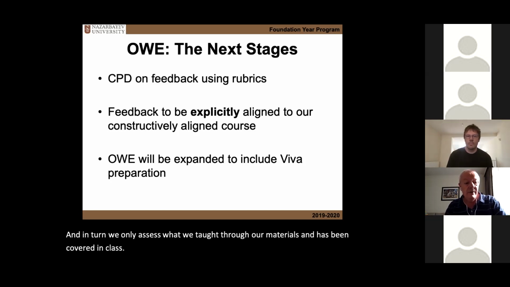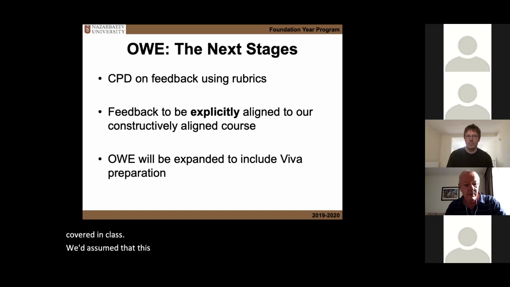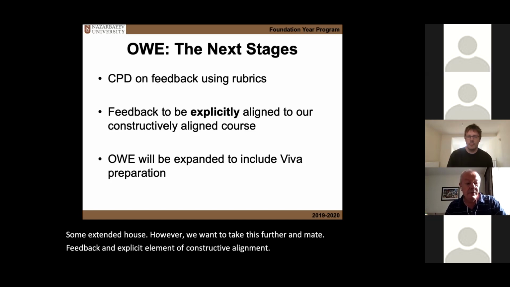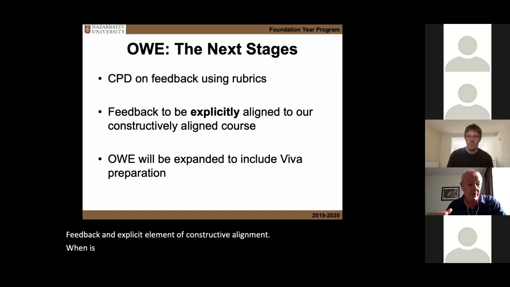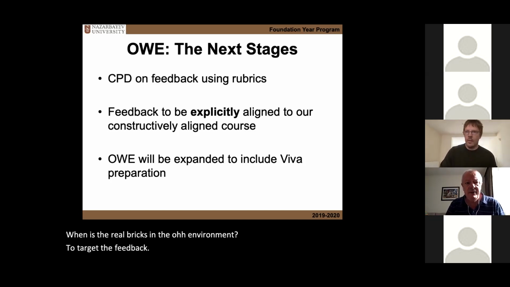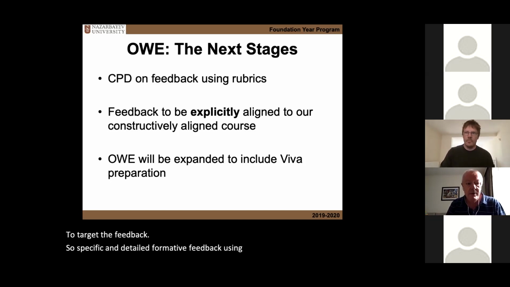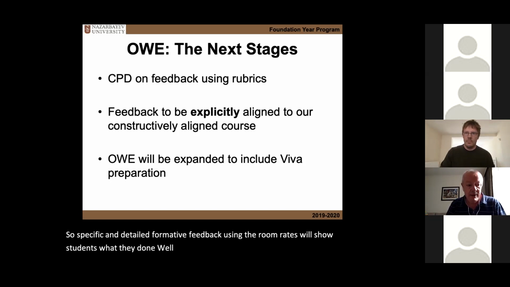We'd assumed that this approach would ensure tutor feedback was well targeted. To some extent it has. However, we want to take this further and make feedback an explicit element of constructive alignment. And we use the rubrics in the O environment to target the feedback. So specific and detailed formative feedback using the rubrics will show students what they've done well, what they haven't, and how they can be better.